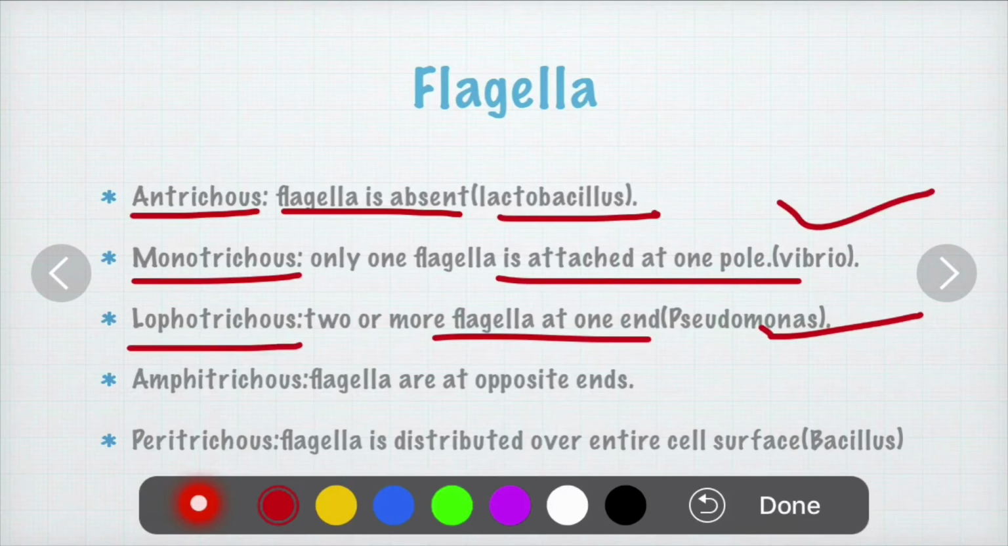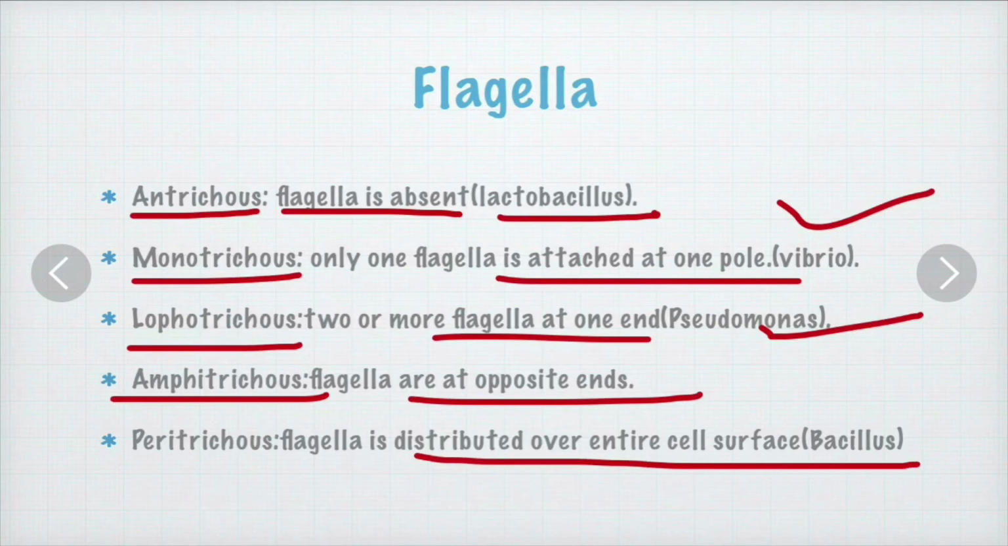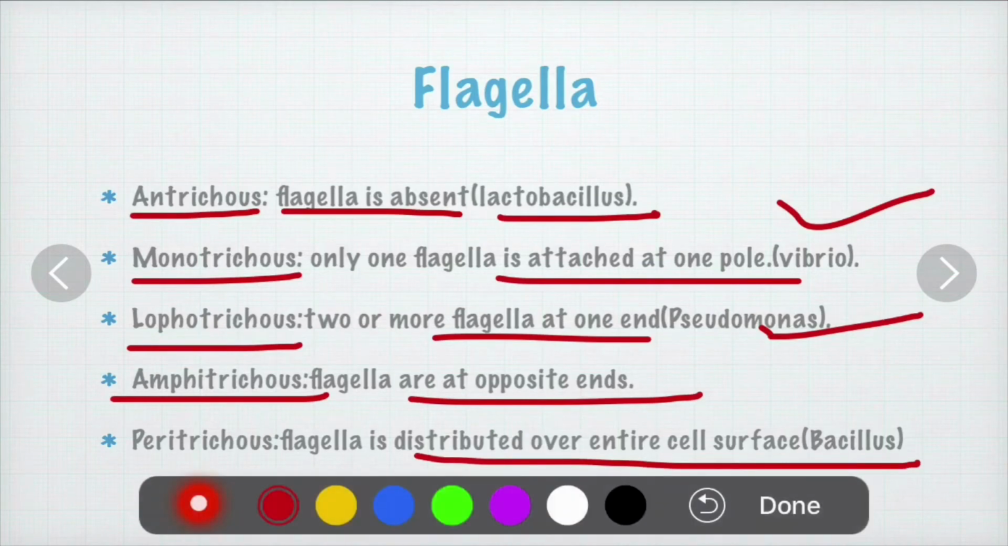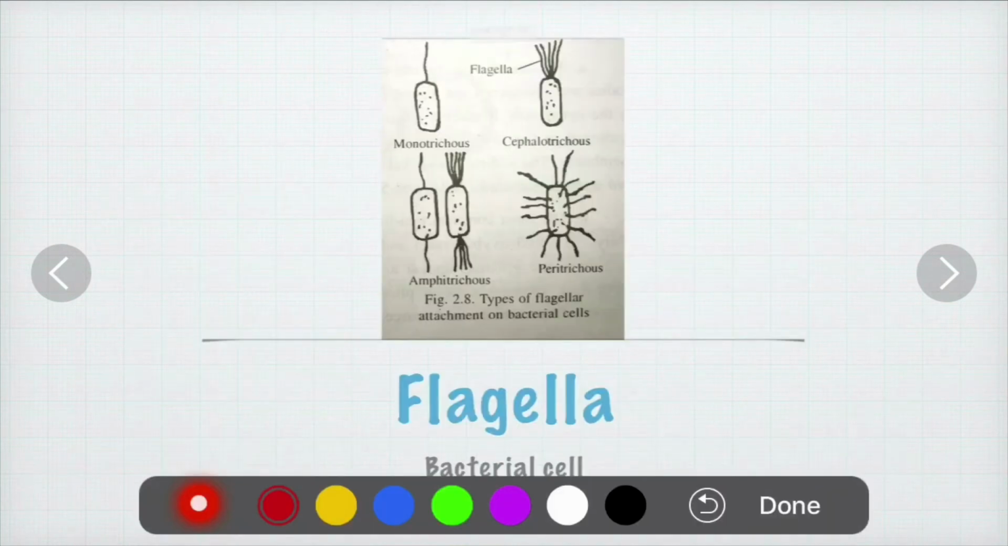If the flagella are at the opposite ends, then it is called amphitrichous. If the flagella are distributed on the surface of the entire cell, such as in the case of Bacillus, then the condition is called peritrichous. So these are the different conditions of the flagella, and based on that, they are classified.